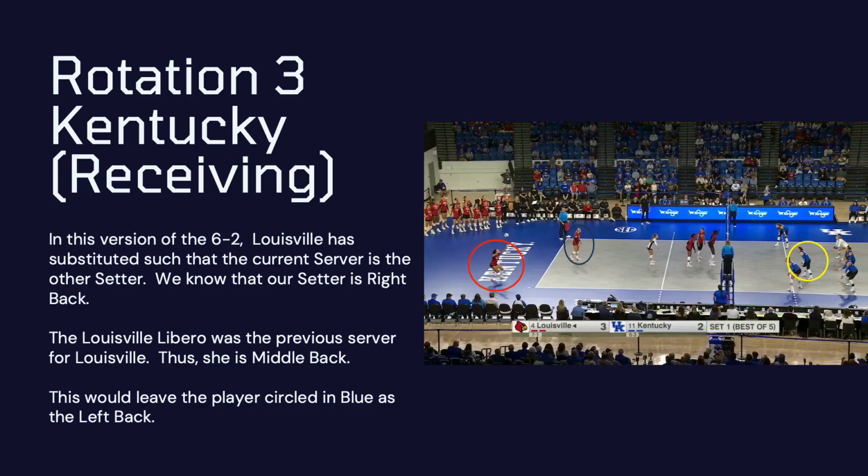In this version of the 6-2, Louisville has substituted such that the current server is the other setter. So our setter, who is our server, has to be a right back. The Louisville libero was just the previous server. Thus, she is the middle back. And because we're observing patterns where Louisville has all their front row players in the front zone and the back row players not named server in the back zone prior to server's contact when they're serving, this would leave the player circled in blue as the remaining back row player, and she happens to be our left back.